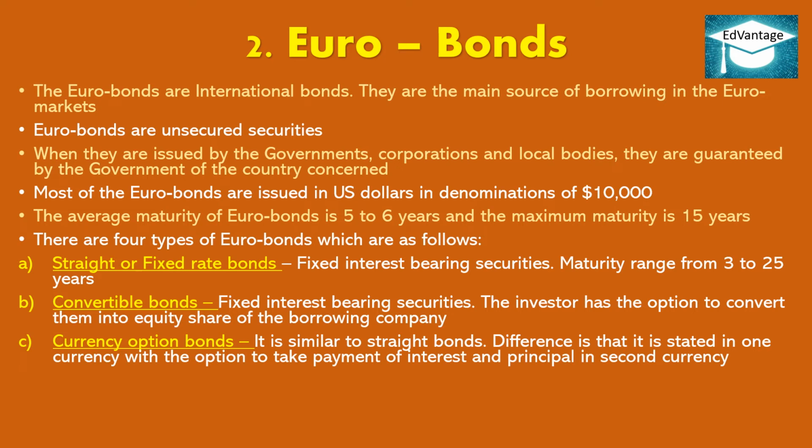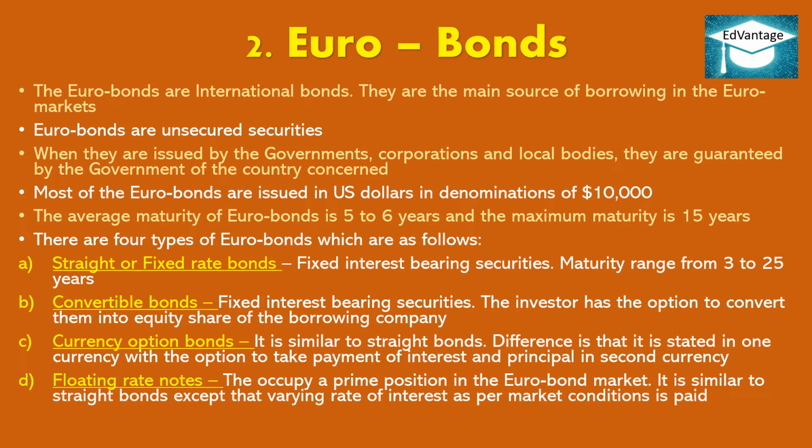Currency option bonds. It is similar to straight bonds. Difference is that it is stated in one currency with the option to take payment of interest and principal in second currency. Floating rate notes. They occupy a prime position in the euro bond market. It is similar to straight bonds except that varying rate of interest as per market conditions is paid.